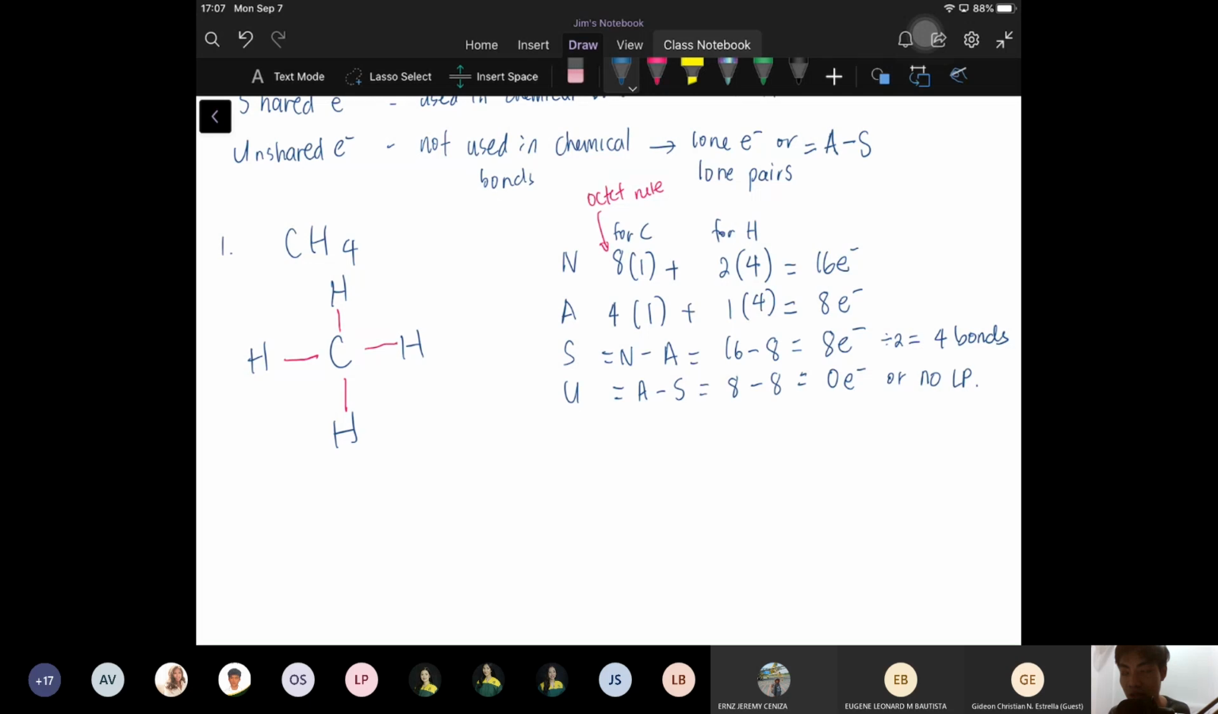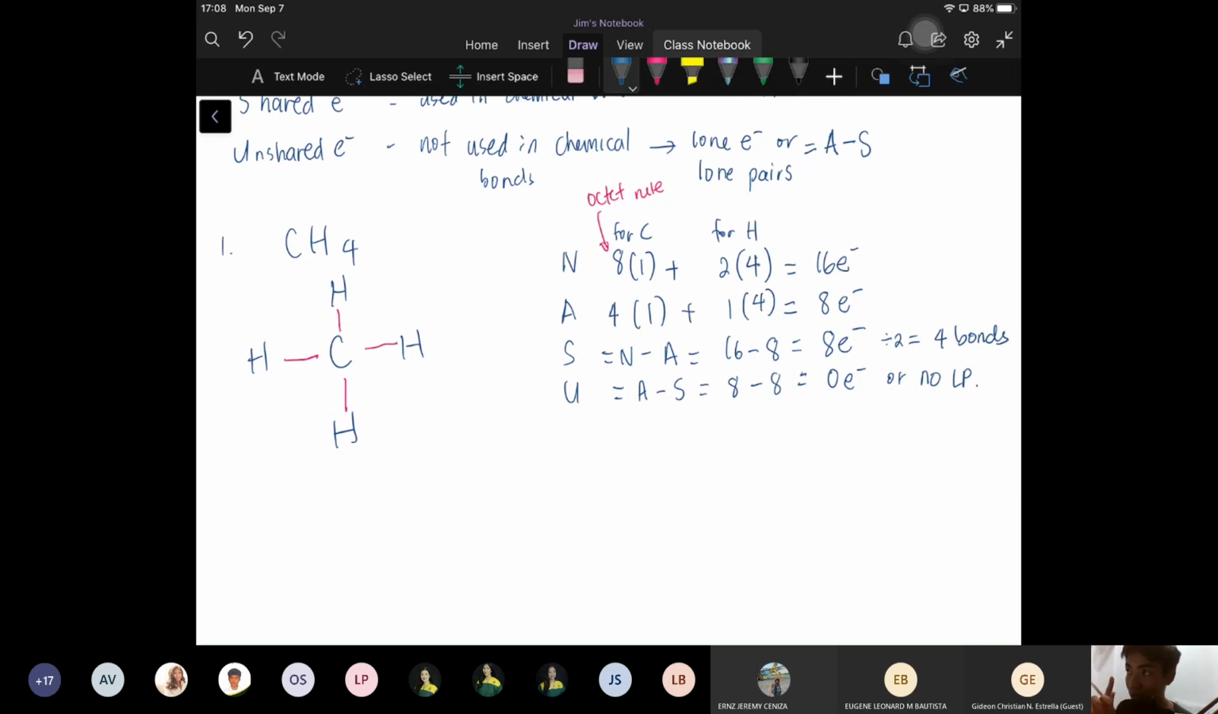Mamaya, mas magiging tricky to, kasi yung mga simple ideas ng Lewis dot symbol, they will no longer apply sa mga molecules na may charge, especially yung mga anions natin or cations na. So, ganyan muna.